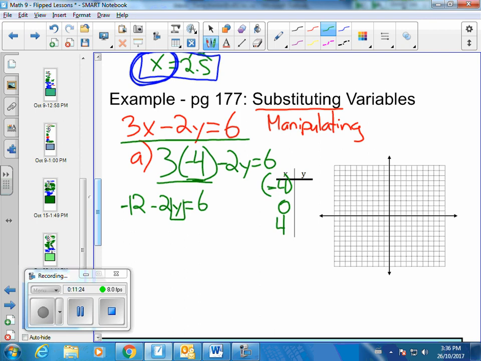I need to get this y by itself. So I'm going to try to get rid of this 12 and this 2 here. First, the opposite of -12 is +12, so I'm going to add 12 to both sides. Now I get -2y equals 18. Still need to isolate this y, so I'm going to divide this by -2, divide this by -2.